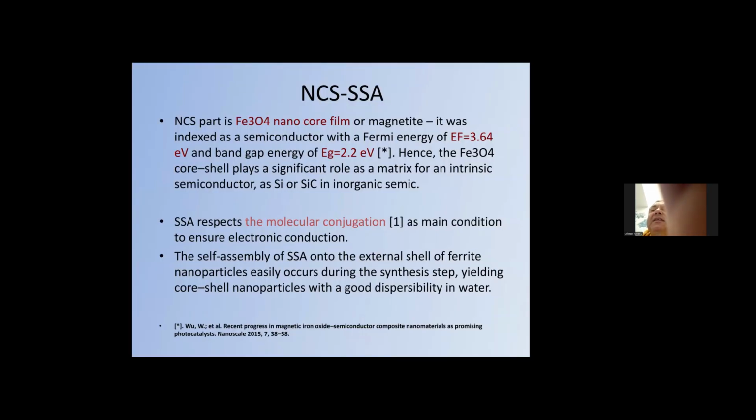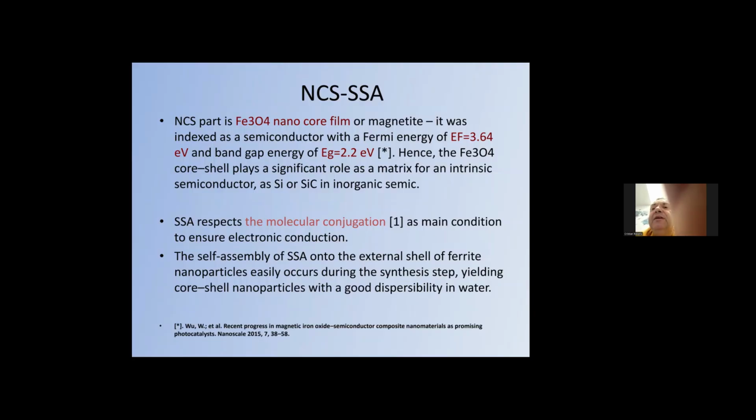The NSA is a magnetic nanocore material that is indexed also as a semiconductor with a Fermi energy of 3.64 electron volts, and a large band gap, 2.2 electron volts. So the magnetic core shell plays a significant role as a matrix for the intrinsic behavior of the semiconductor, similar to silicon.